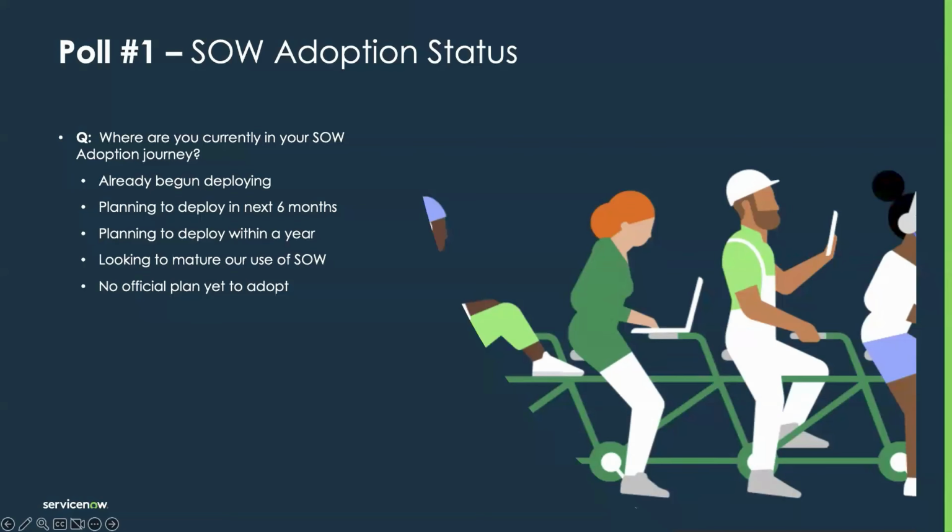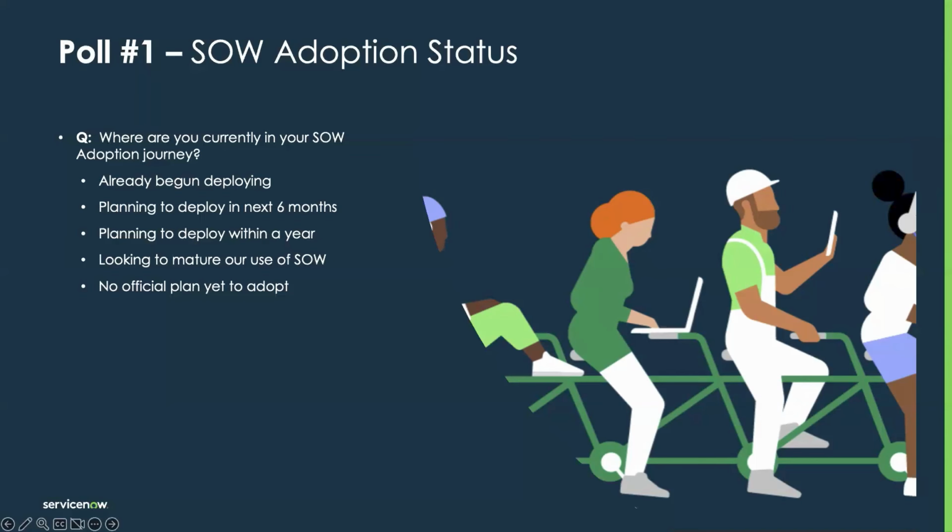A lot of folks have already begun deploying. I think that's actually the majority. So we have 35% deployed already, about 35 out of 100 responders. Okay. Thanks, folks, for all getting your inputs in here. Some folks, no official plans to adopt. That's perfectly fine as well. We're here to help you justify why you may want to invest in that effort. Some folks looking to mature their use. Cool. Okay. And then in the next 6 months.